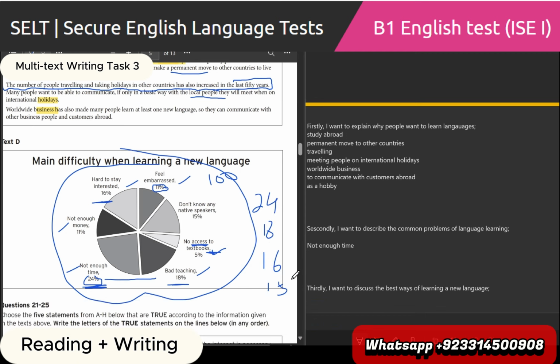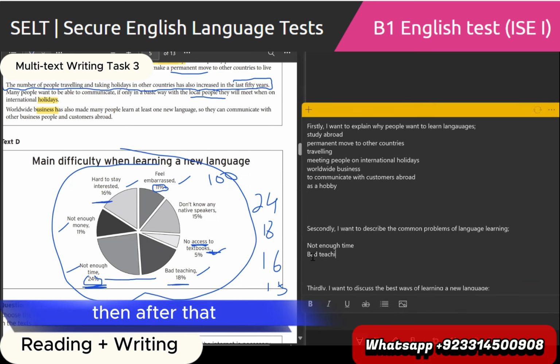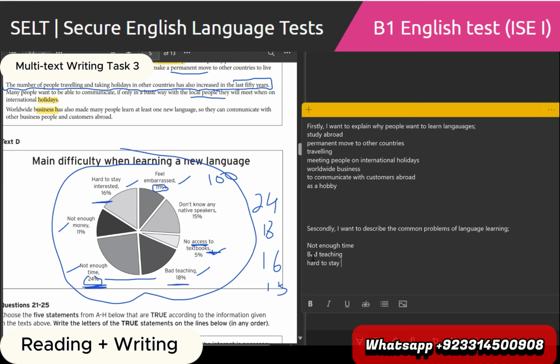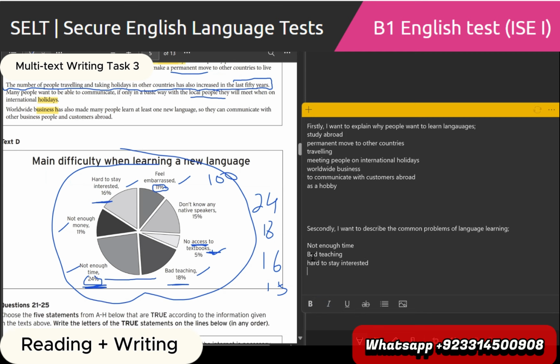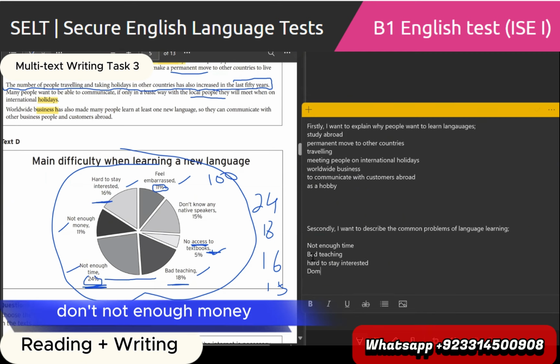Bad teaching. Point two is bad teaching. Bad teaching then. After that, hard to stay interested. Then, don't know any native speakers. Okay. Don't know any native speakers.